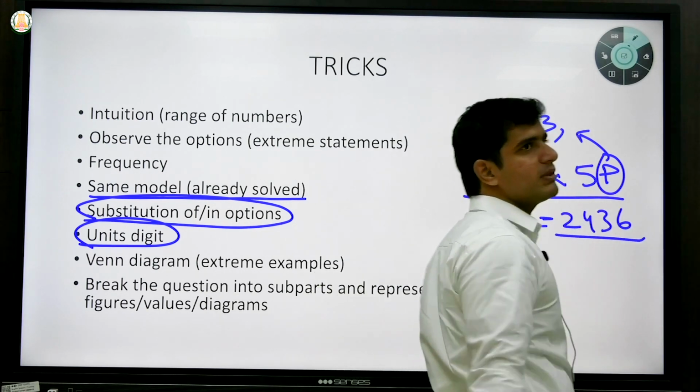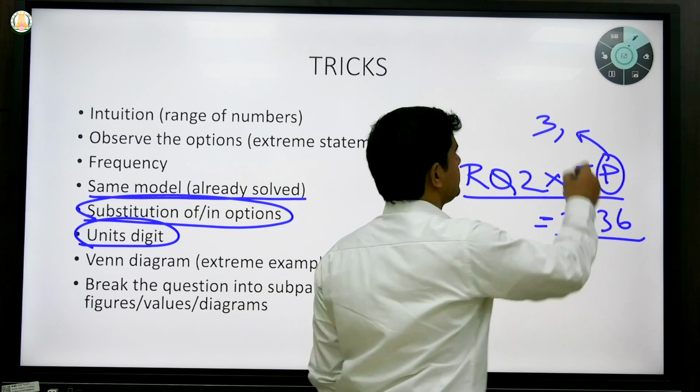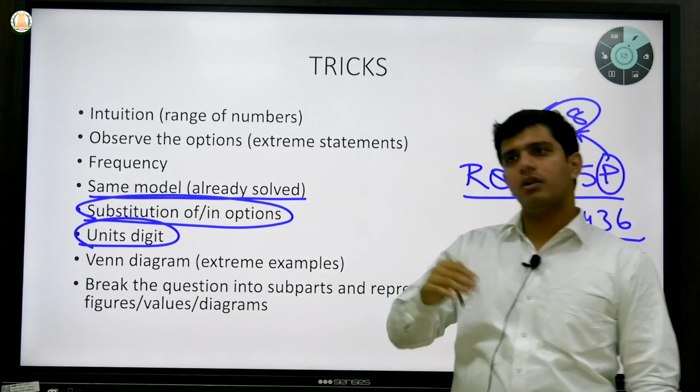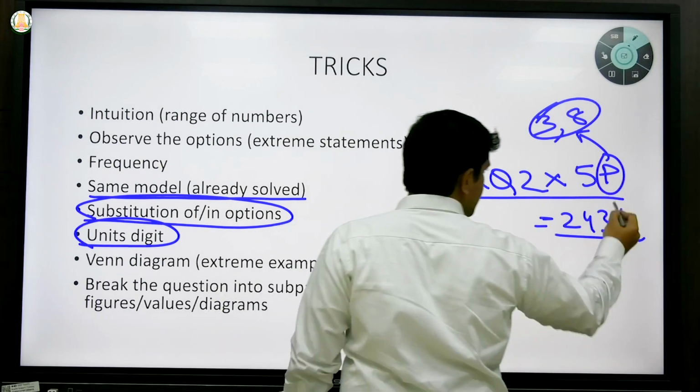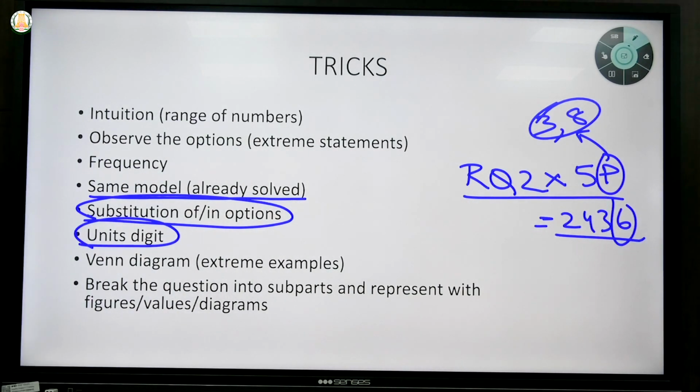Is there any other possible number? 8. So now you know the range of P. P can be either 3 or 8 just by looking at the units digit. So this will help you in finding out the answer.